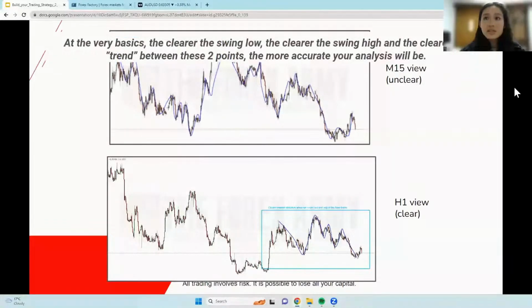So at the very basics, the clearer the swing low or swing high, and the clearer the trend between these 2 points, the more accurate your analysis will be. So apart from having your own preference on which time frames you like to use as a day trader, it's also important to take note of which time frame gives you the clearest market structure.